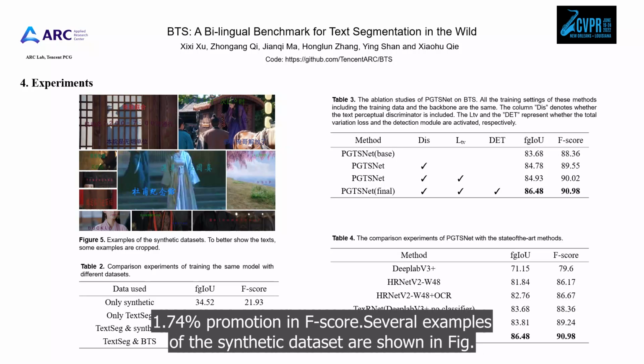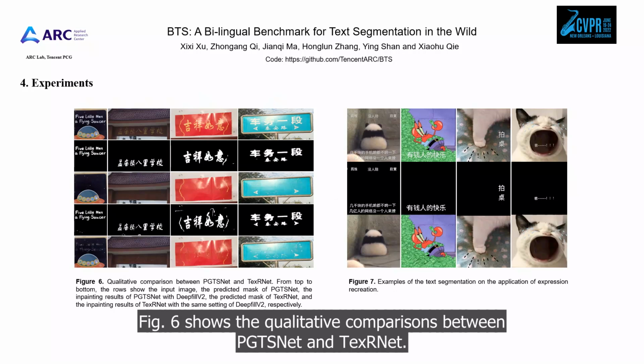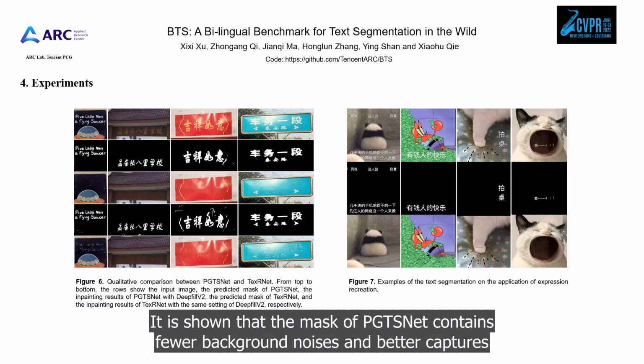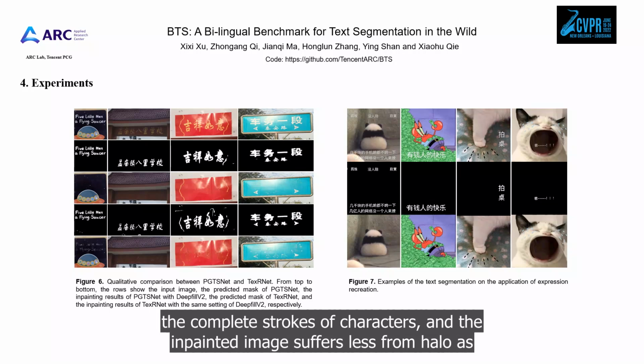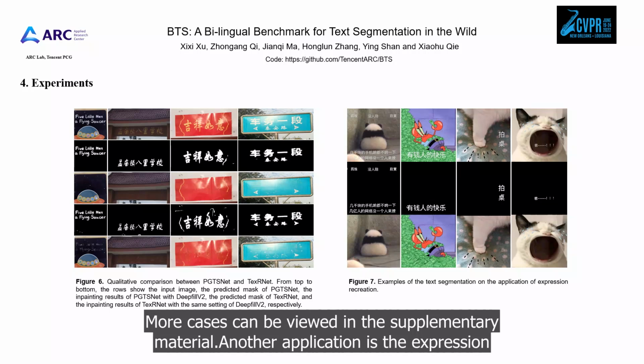Several examples of the synthetic datasets are shown in Figure 5. This shows the qualitative comparison between BGTS-Net and TextRNet. The inpainting method adopted here is DeepFillv2, one of the state-of-the-art methods. It's shown that the mask of BGTS-Net contains fewer background noises and better captures the complete strokes of characters, and the inpainted images suffer less from artifacts as well. More cases can be viewed in the supplementary material.